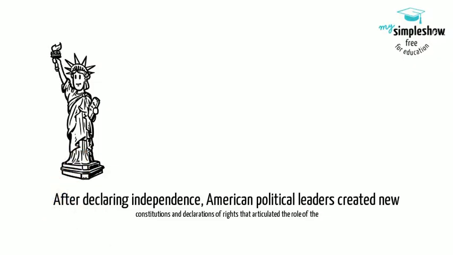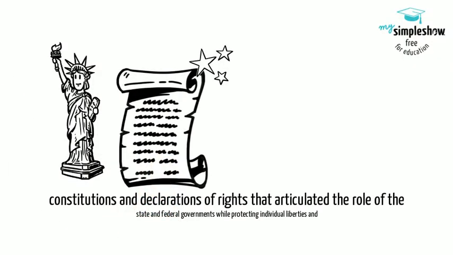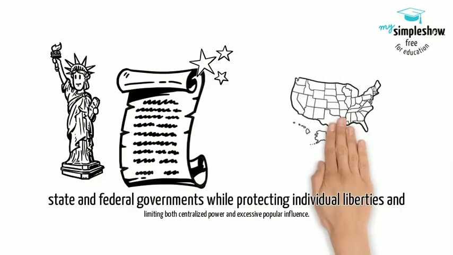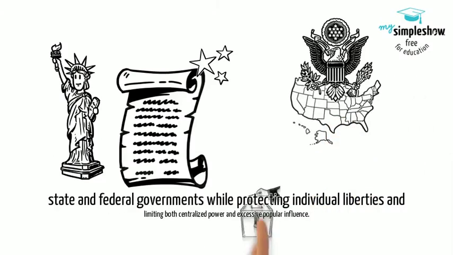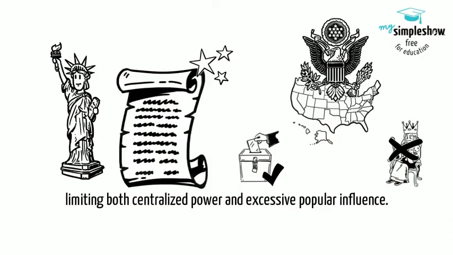After declaring independence, American political leaders created new constitutions and declarations of rights that articulated the role of the state and federal governments, while protecting individual liberties and limiting both centralized power and excessive popular influence.